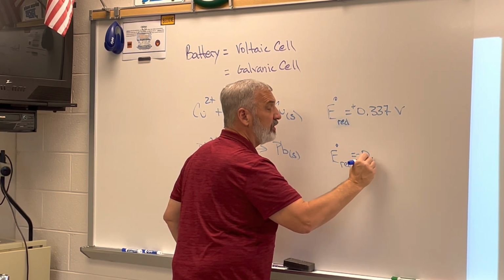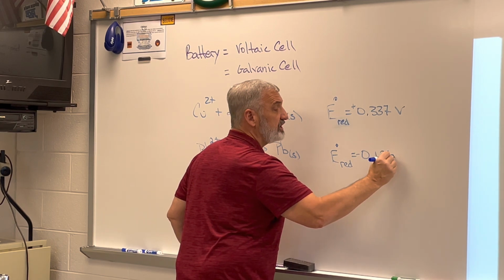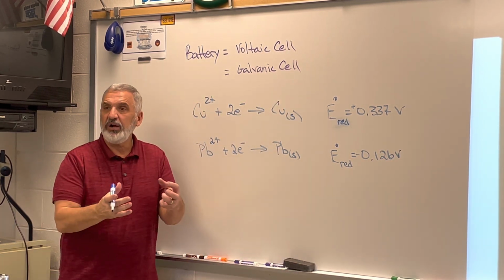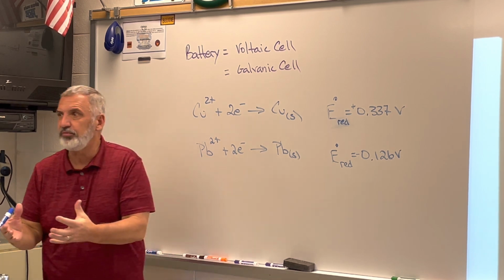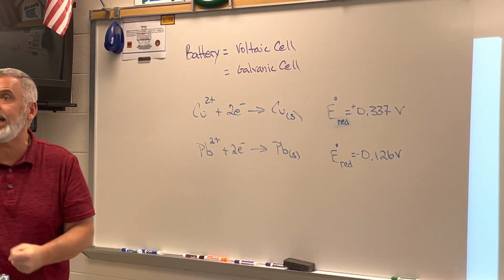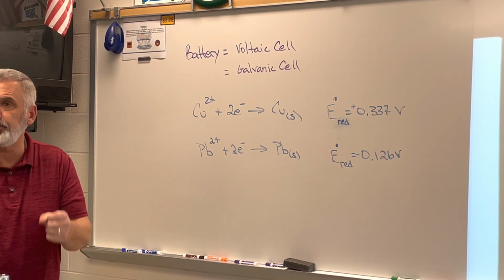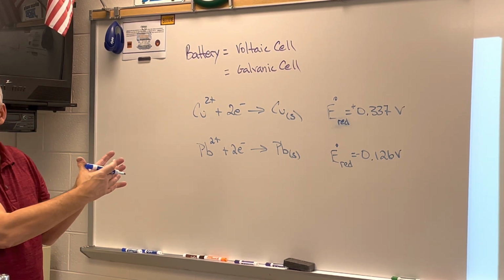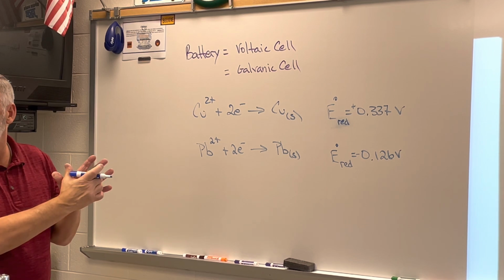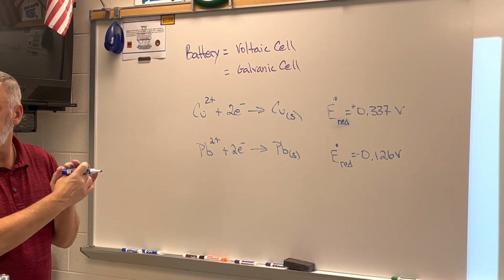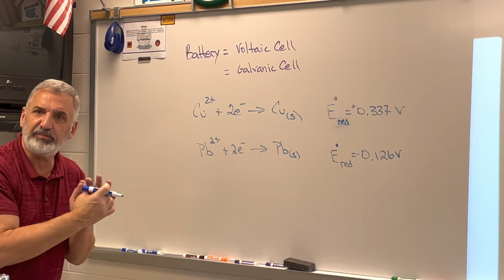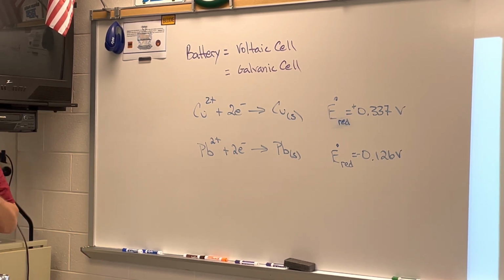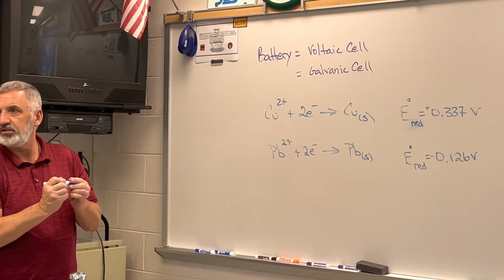It's negative 0.126 volts. So they have different reduction potentials. Again, remember, reduction is the gain of electrons. Notice everything on that table is plus electrons. Electrons are all on the reactant side. Everything is written as a reduction potential. But some things want electrons more than others. Some things have a greater reduction potential than others.